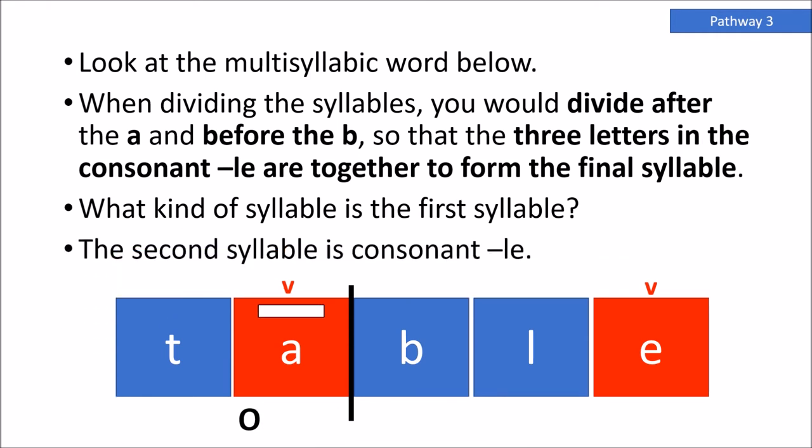The second syllable is consonant LE. Remember, with consonant LE, the E at the end is silent, and so we would pronounce the second syllable bull. When I put these two syllables together, it would be pronounced table, table.